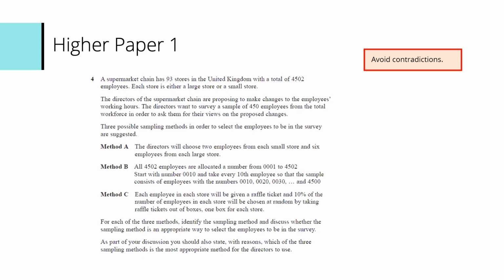And they need to be careful not to contradict themselves. So some students were saying something was biased and unbiased, or they were saying it was representative and unrepresentative. So students just need to be careful with not contradicting themselves within an answer. So, for example, on method A, they were allowed to say the method is not random, but then it was condoned if they said not everyone has an equal chance. Now, that's really quite subtle for students to understand the difference between those two things.